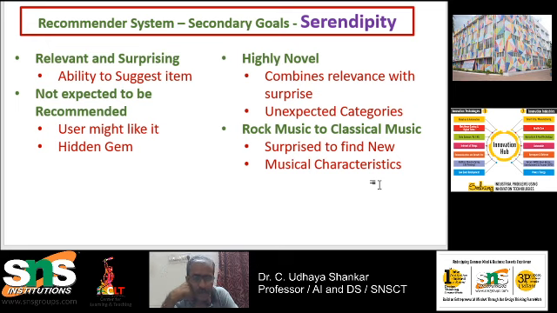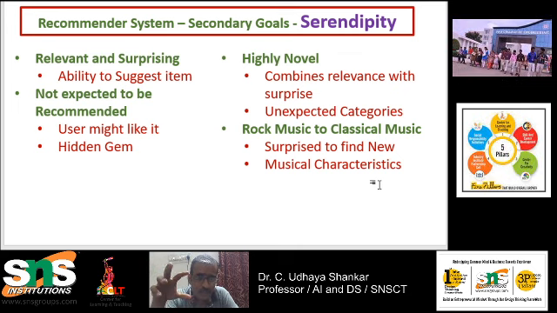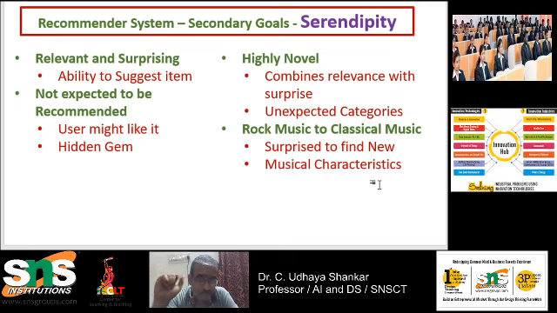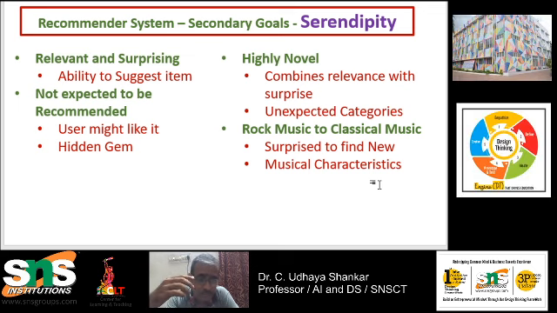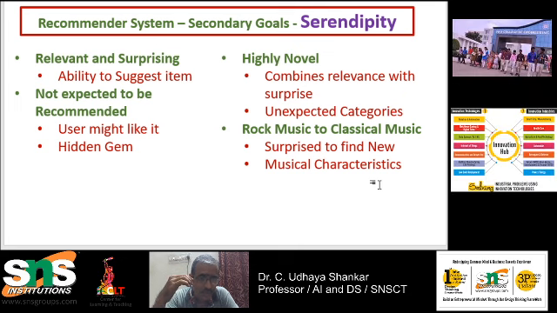For example, a serendipitous recommendation is not only something the user will like, but it is also something that would not have been expected. That is called serendipity. It is a surprising one, something like a hidden gem. For example, if I am searching for something and suddenly I find a hidden gem, I will be surprised, is it right? So that is called serendipity. You can easily understand it as a hidden gem. Okay.